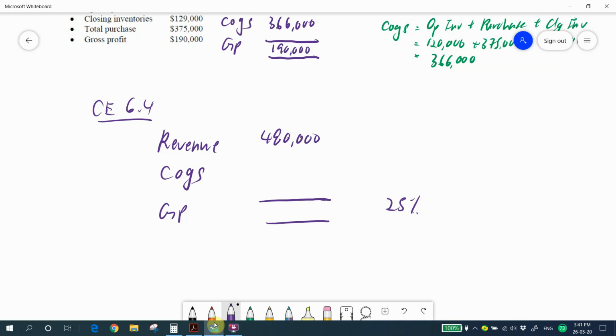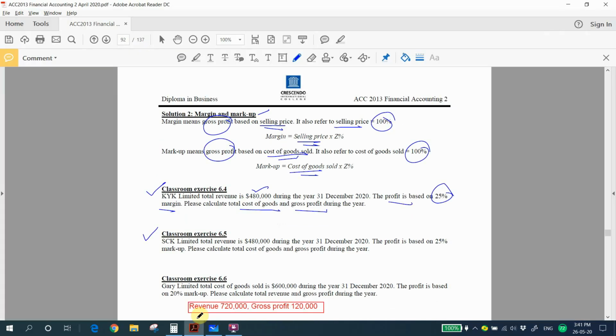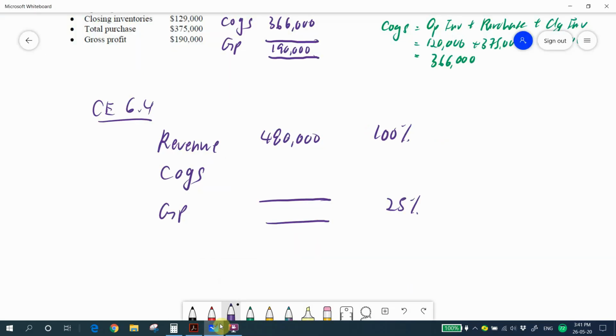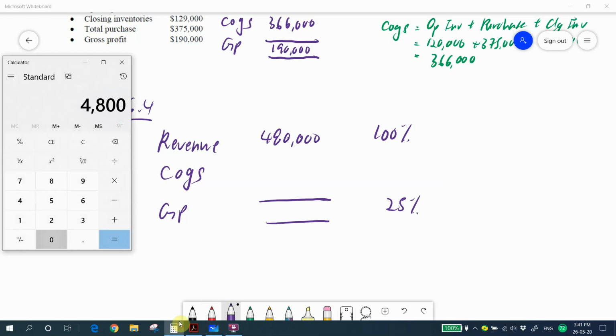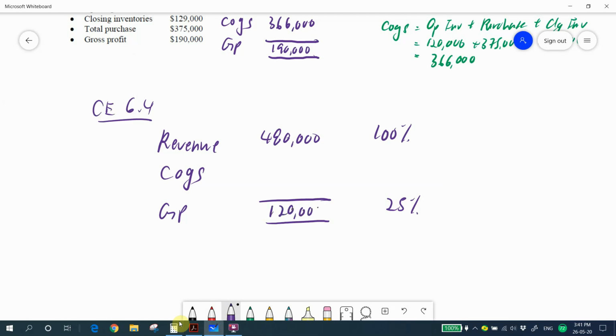Margin refers to what? It refers to the revenue being 100%. Look at the textbook. Margin means that the selling price is 100%. Selling price, revenue, is 100%. So based on this, we can identify the missing information. Gross profit is 25% of the revenue. So you use 480,000 times 0.25. You get 120,000.